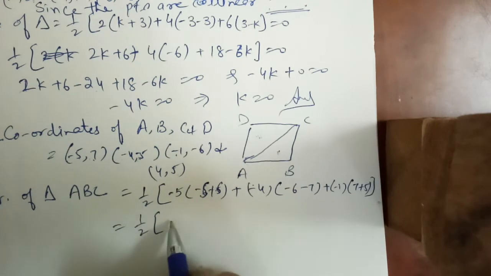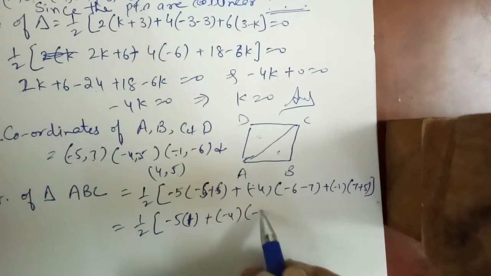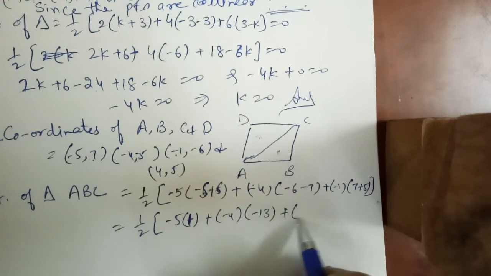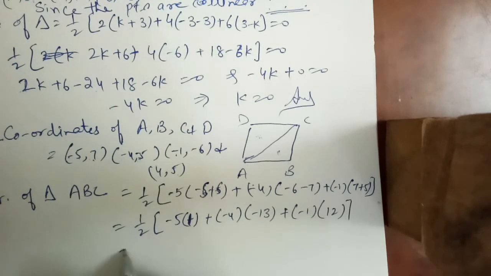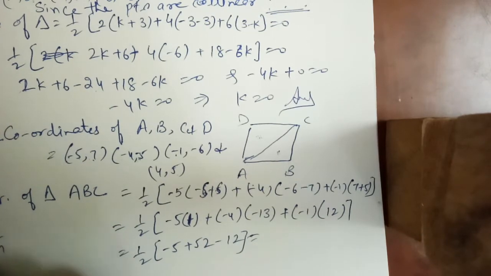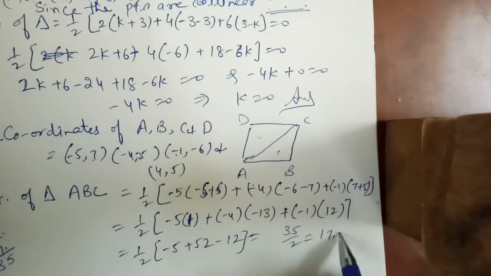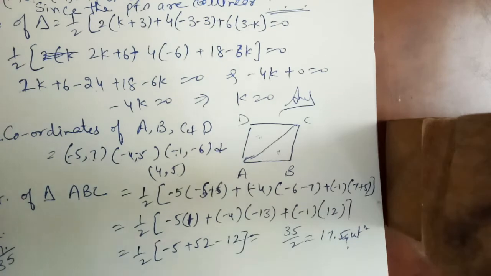That is half of minus 5 into 1 plus minus 4 into minus 13 plus minus 1 into 12. It will be 1 by 2, minus 5 plus 52 minus 12. 52 minus 17. 52 minus 17 is 35. Positive 35 by 2, that is 17.5 square units.